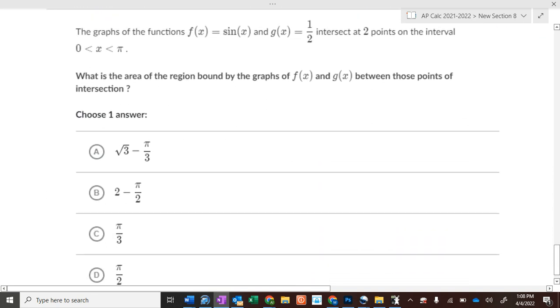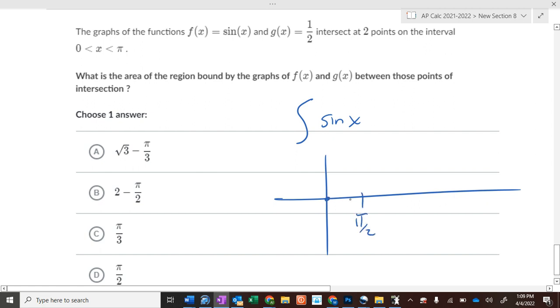And the last one, a trig one. Okay? So if it's a trig one, we're going to take the integral of the sine of x and then 1/2. So if we look at the sine curve, it starts at 0. At pi over 2, we're at 1. At pi, we're at 0 again, so it goes like this. Okay? 1/2 is a straight line like this.